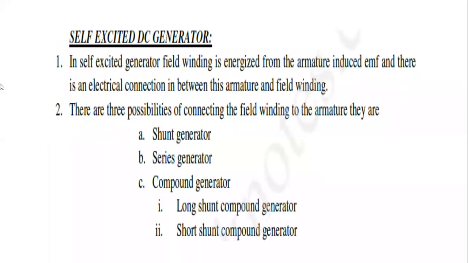Next, coming to the self-excited DC generator. Self means itself. The DC generator is excited by itself. What is meant by excitation? Supplying current to the field winding.